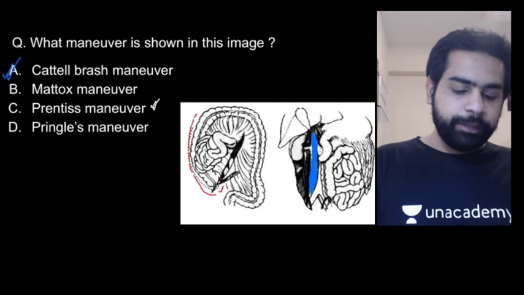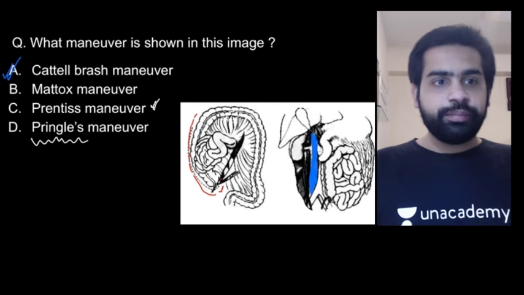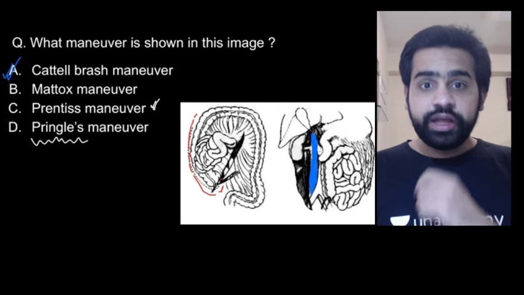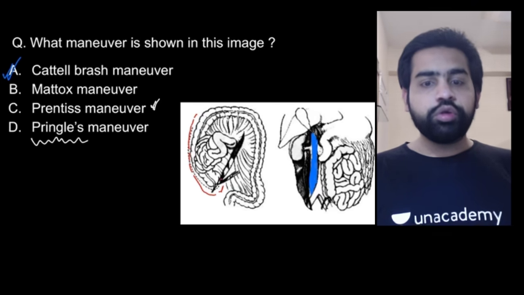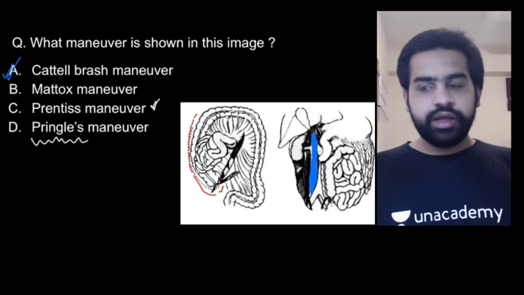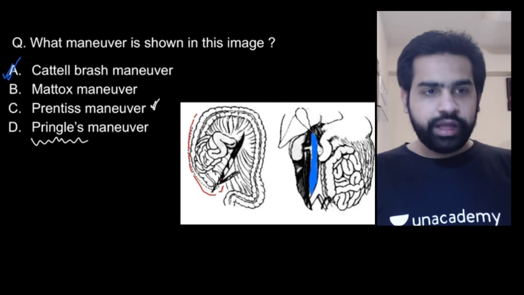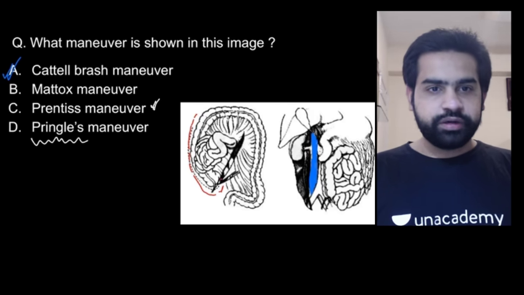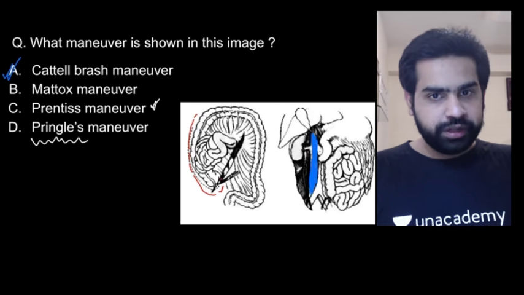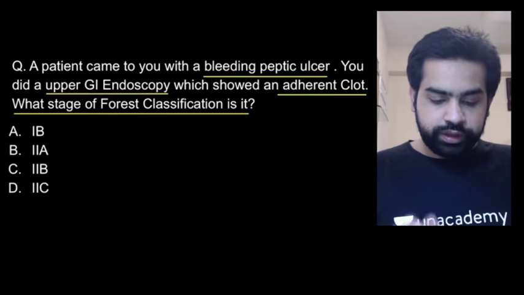And lastly, the Pringle maneuver. The Pringle maneuver is a maneuver which you perform in liver trauma in order to know the source of the bleed. Is the source of the bleed a hepatic artery or a portal vein, or is the source of the bleed a hepatic vein? Okay, we will talk about the Pringle maneuver some other time, but this is what it is. Okay, now let's move on to the next question.